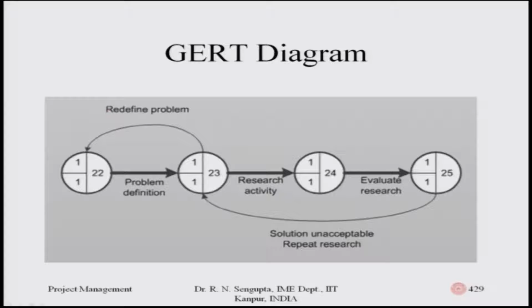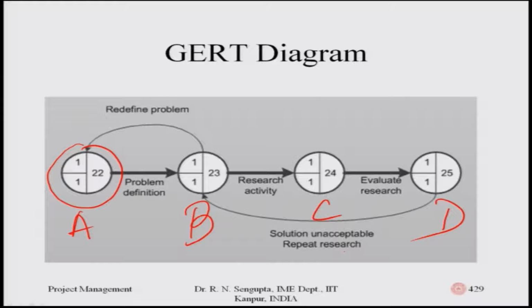So, now consider the looping concept is coming. Here consider a very simple GERT diagram which you have. The first node, which I am now highlighting, gives you the problem definition, which is from node A to node B, where the work is being done. From node B to node C, so this is A, this is B, this is C, and this is D, you have the research activity. Consider this a simple research project or R&D project which you are going to take.